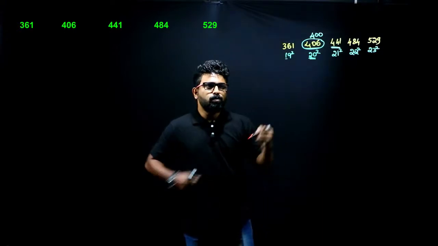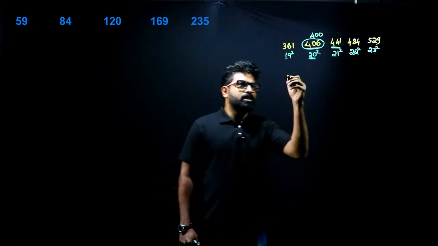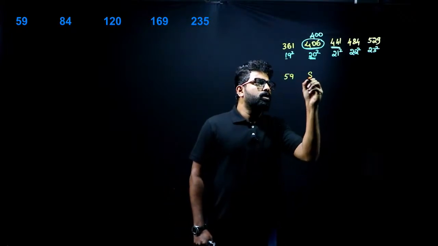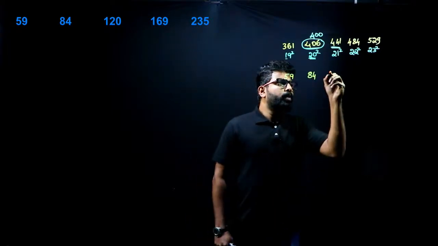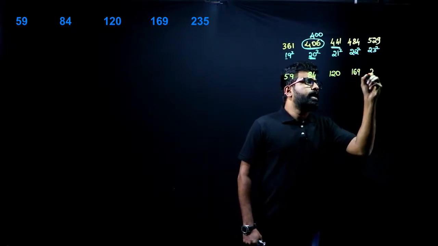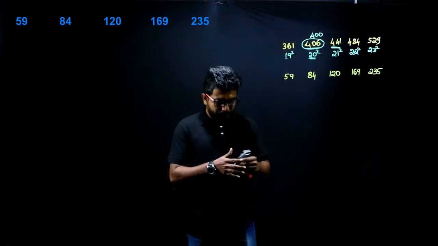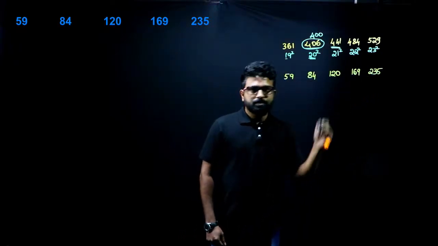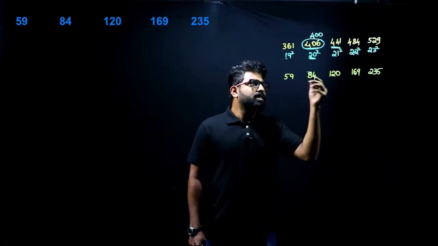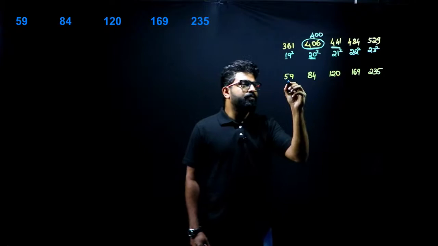Clear. So let's move on to the next question then. What is the next question here? Next question goes like this. 59, 84, 120, 169 and 235. So how do I solve this? I start comparing my first term and the last term. I start taking the difference between them. The difference here is small and start comparing if they're increasing or decreasing. They're increasing. Hence I'll start taking the difference.